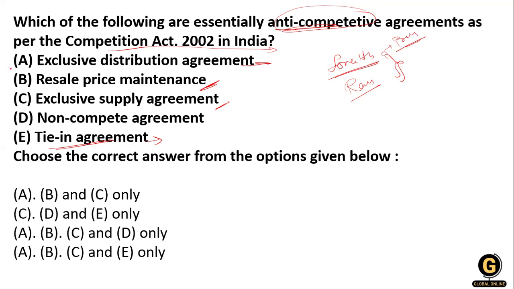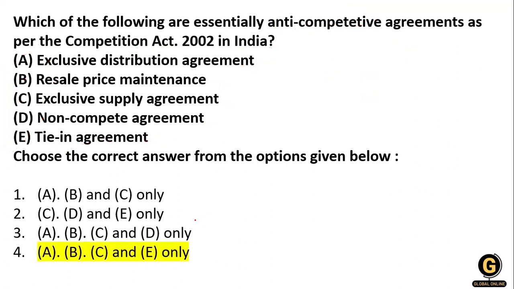So A is correct, resale price maintenance is correct, exclusive supply is correct, and E is correct. What about D, ma'am? A non-compete agreement is not any kind of anti-competition agreement. This is not included. So the fourth one is right.